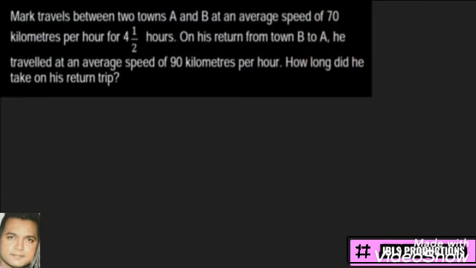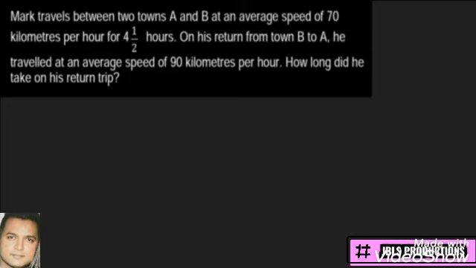Mark traveled between two towns A and B at an average speed of 70 kilometers per hour for 4.5 hours. On his return trip from the town B to A, he traveled at an average speed of 90 kilometers per hour. How long did he take on this return trip?